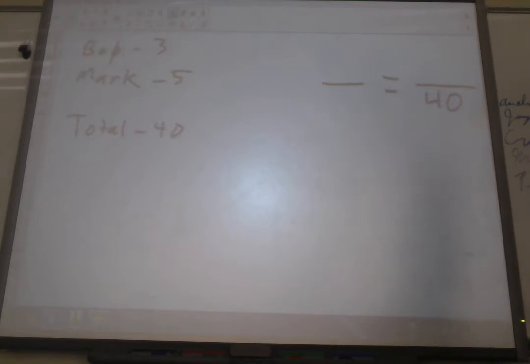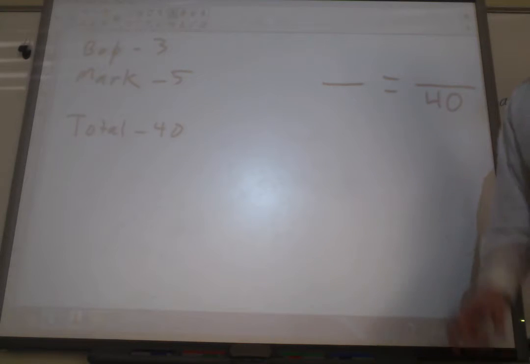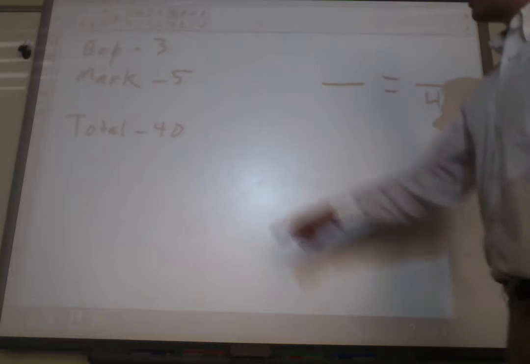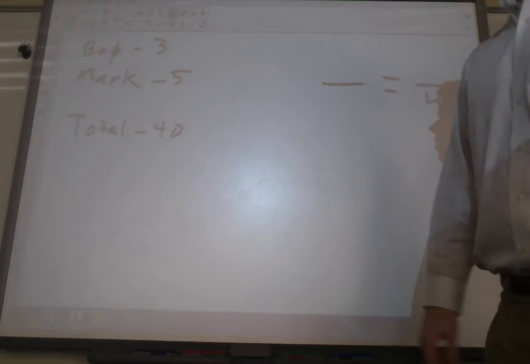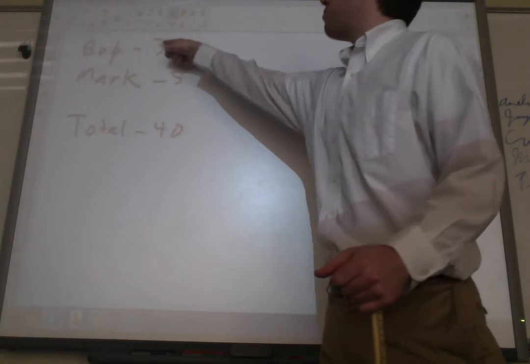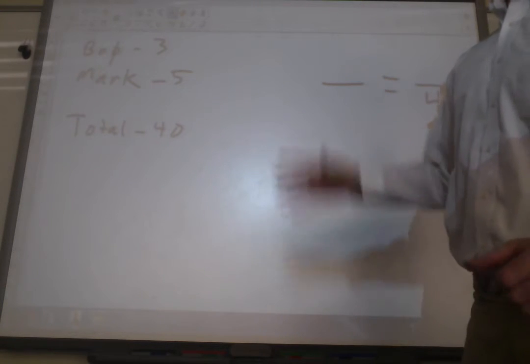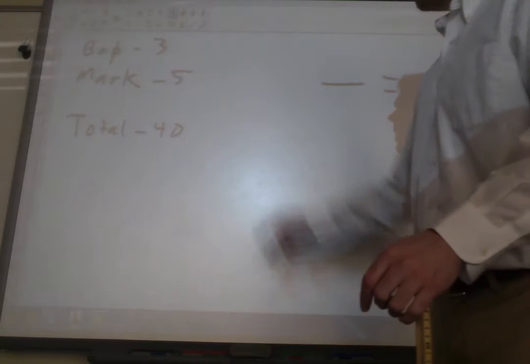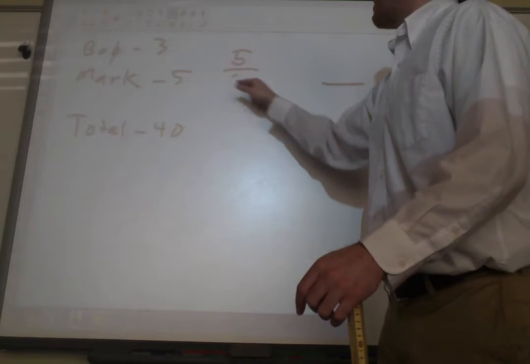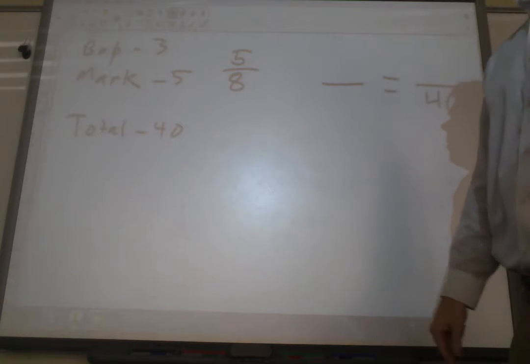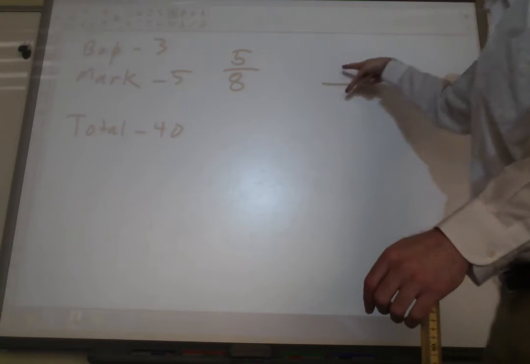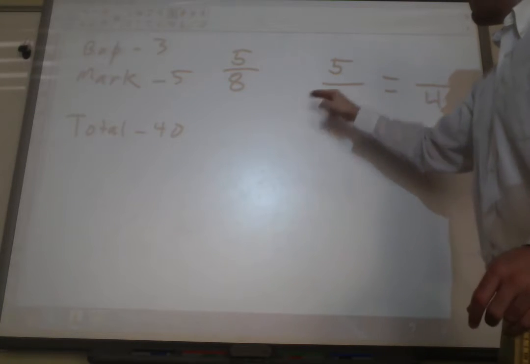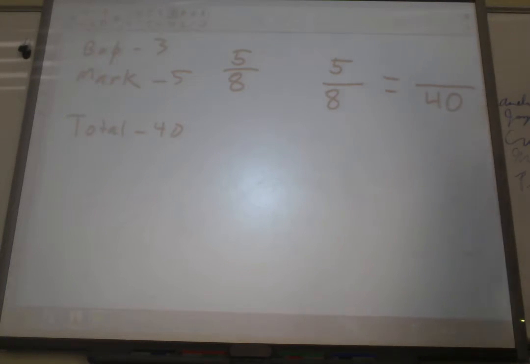Another way of thinking about this is for every 8 kids that voted in the class, Mark gets 5 of those votes. How did I get 8? Because 5 plus 3 is 8. So basically, when 8 kids vote, 5 of them vote for Mark. He gets 5 out of every 8 votes. And guess what? That is actually going to be my first ratio. Mark getting 5 votes for every 8 kids that vote.